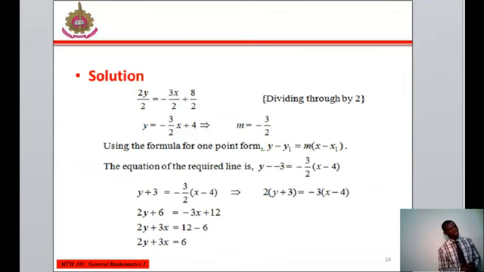you use the equation y minus y1 is equal to m into bracket x minus x1. And when you substitute all these values into this equation, you'll be able to derive an expression for the equation of the required line, which is y plus 3 is equal to minus 3 over 2 into bracket x minus 4. At the end of the day, if you make use of some simple algebra, you'll be able to come to a point where you have 2y plus 3x is equal to 6.